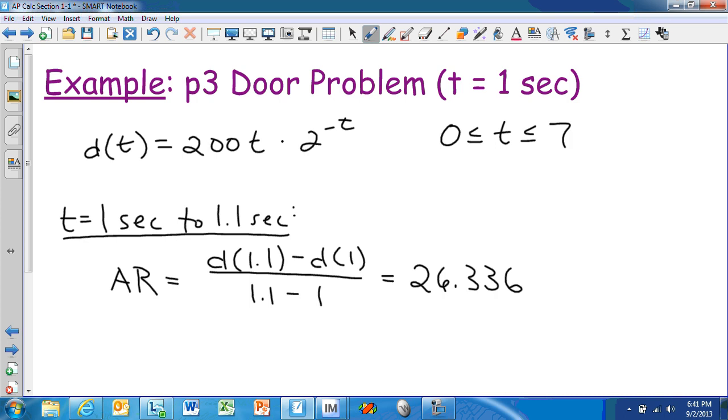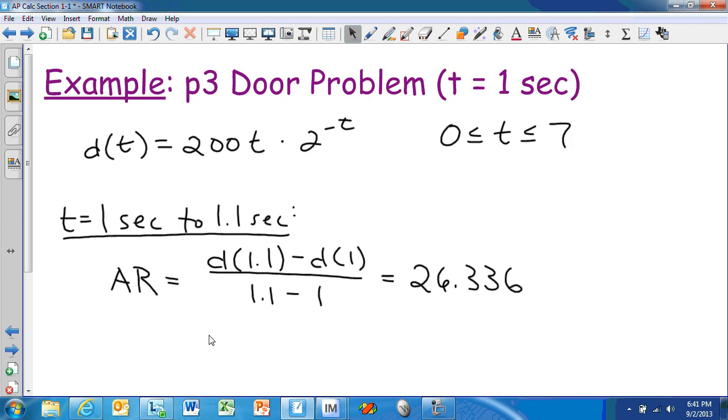And so that gives us an approximation that over that tenth of a second, the door was moving at an average rate of 26.336. I've rounded that to 3 decimal places. You need to make sure your answers, remember, are rounded to 3 decimal places. Next thing to consider is what are the units of this?